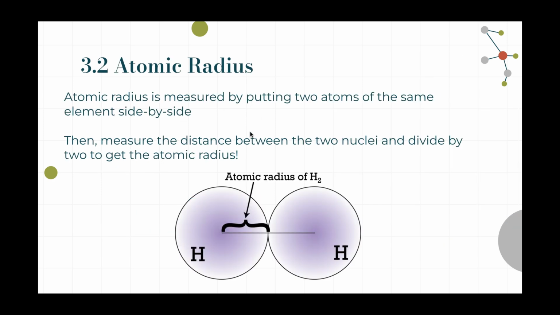Now let's get into our first trend. Atomic radius is measured by putting two atoms of the same element side by side, then measuring the distance between their two nuclei and dividing that distance by 2 to get the atomic radius. Here's an example with hydrogen. We have two hydrogen atoms lined up right next to each other. They're touching over here, and we just assume the nucleus is right here. We measure this distance between the two nuclei and divide it by 2, and that is how we get the atomic radius of hydrogen.